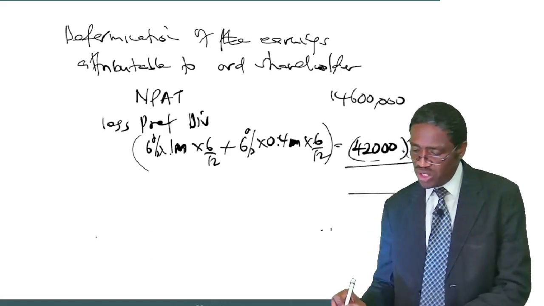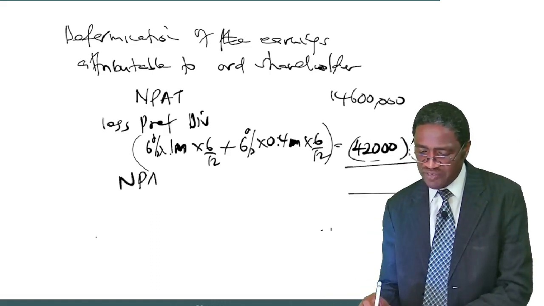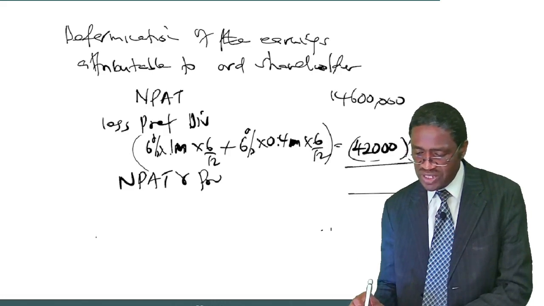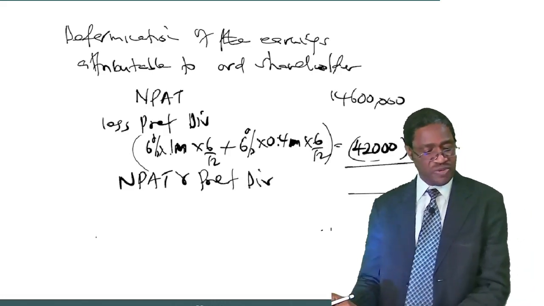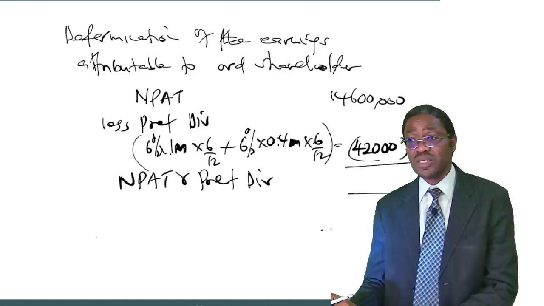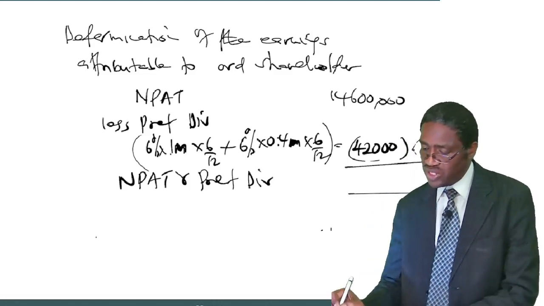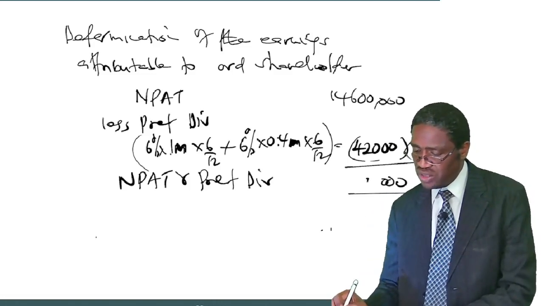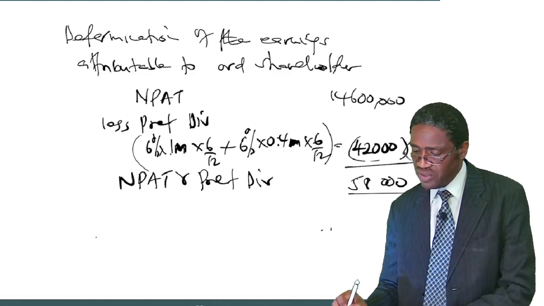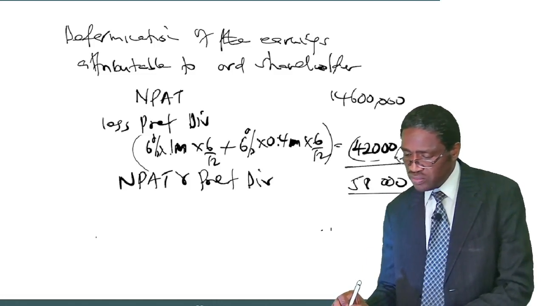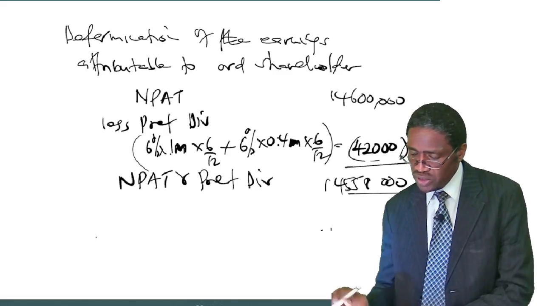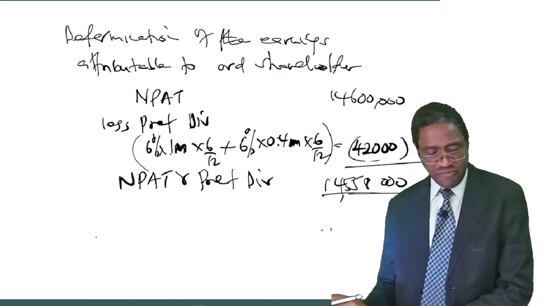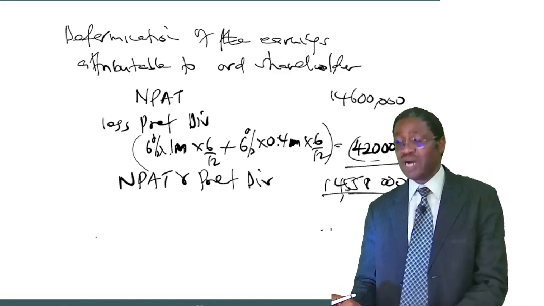As now what we can call net profit after tax and preference dividends. What is it that we can call net profit after tax and preference dividends? We minus that. I am subtracting. I hope so: 14,558,000. I think I'm right.